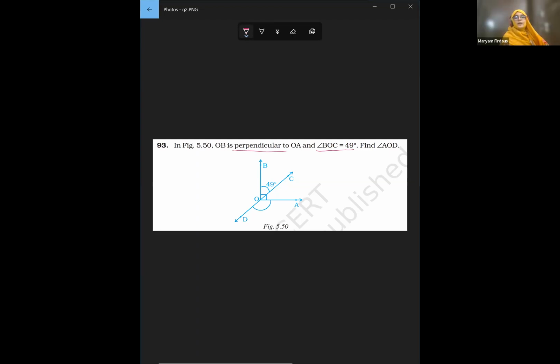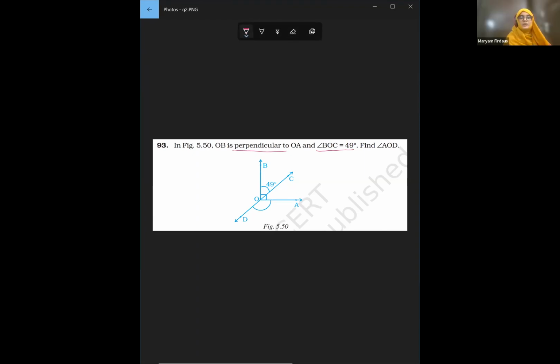Okay. Wait, how is it perpendicular to OE? Sorry, OA. Can you see that it's 90 degrees? Are you able to see that it's 90 degrees? Yeah. That's how it's perpendicular. Okay, I understand.